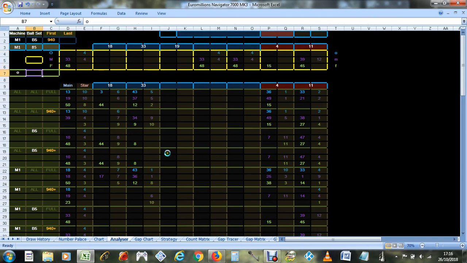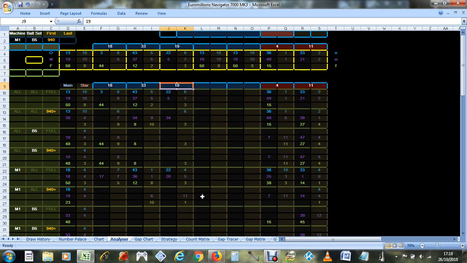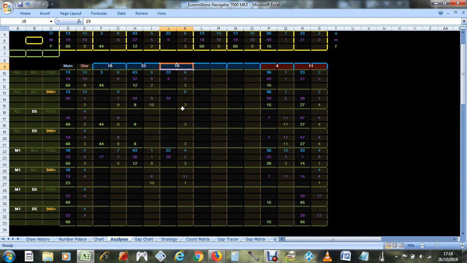and I'll just pause the video to fill it in. Right, so now we've got the column for 19 filled in, and I can see some interesting little coincidences emerging there. I noticed that star number 4 is most overdue with 19 and machine 1, and star number 11 most overdue for its frequency with machine 1 when we're looking at recent history.